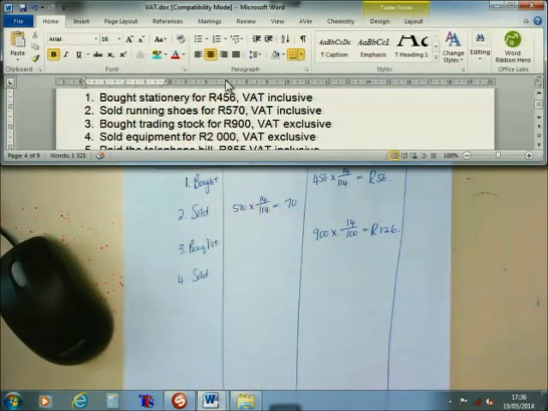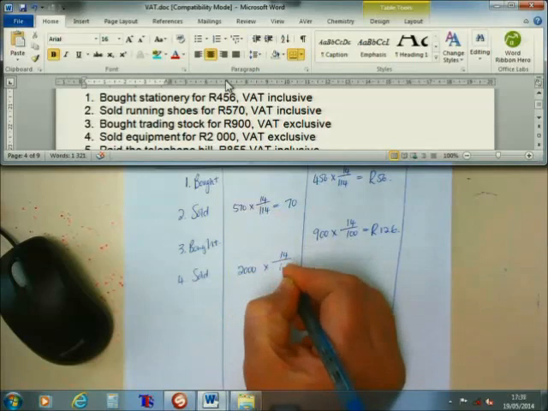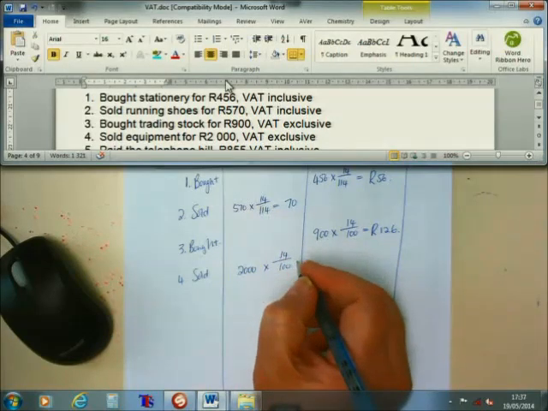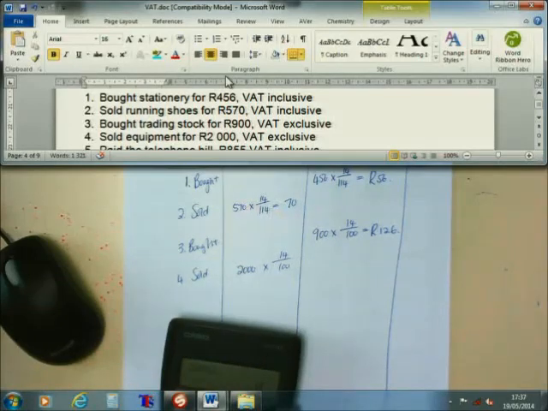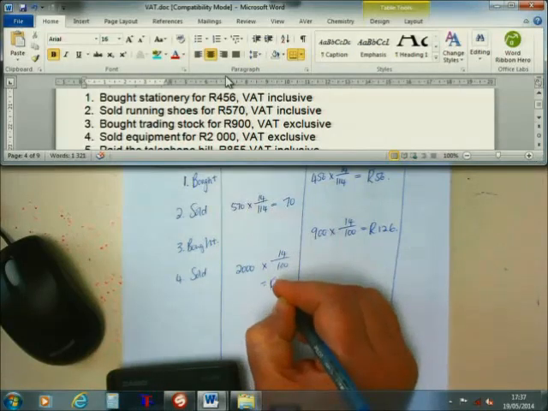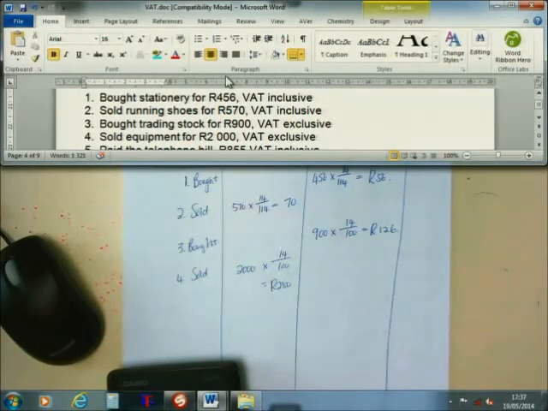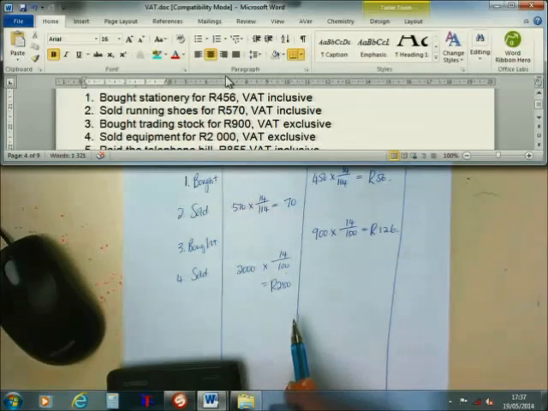Number 4, sold equipment for 2,000 Rand, VAT exclusive. 2,000 times 14 over 100 gives you 280 Rand. Because we sold, it's output tax. Because it's VAT exclusive, we put it on 14 over 100.